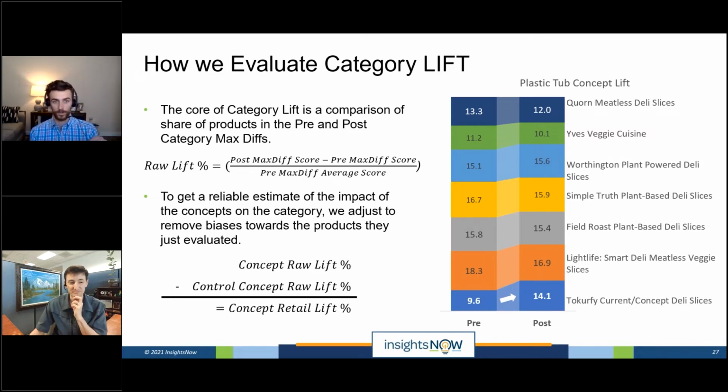And then we went one step further to normalize that raw lift percentage by subtracting out the control raw concept lift percentage. And so one way we can compare these side by side is on the right-hand side, and it's easy to show the pre and the post. This is showing the plastic tub concept lift in relation to all the other plant-based meat alternative brands. It's just one easy way to be a little bit more business savvy to present these. And you can see that Tofurky has a really big difference here in how it compares to the concept deli slices in this space, being a 9.6 in the pre and then jumping into a 14.1.